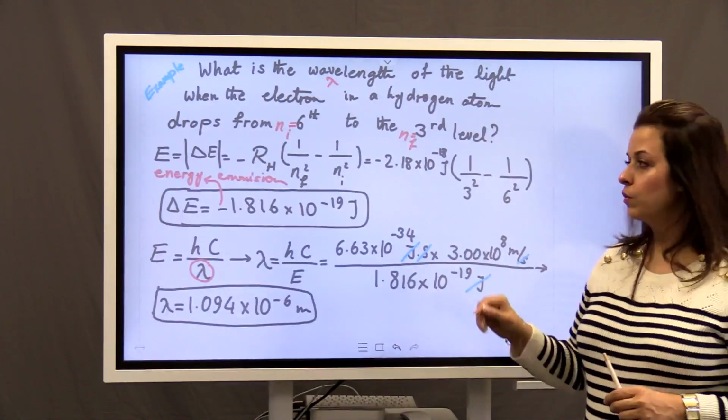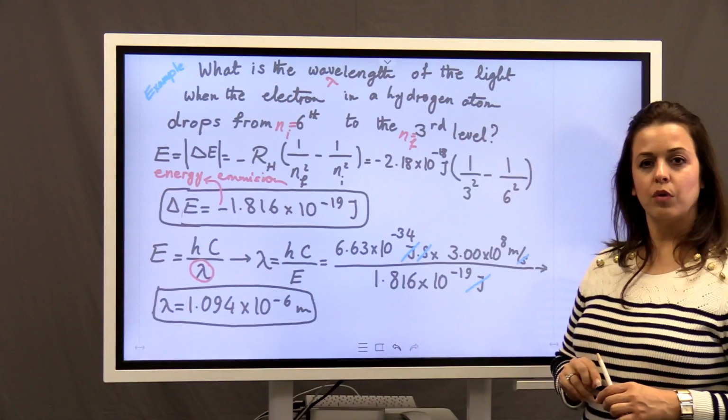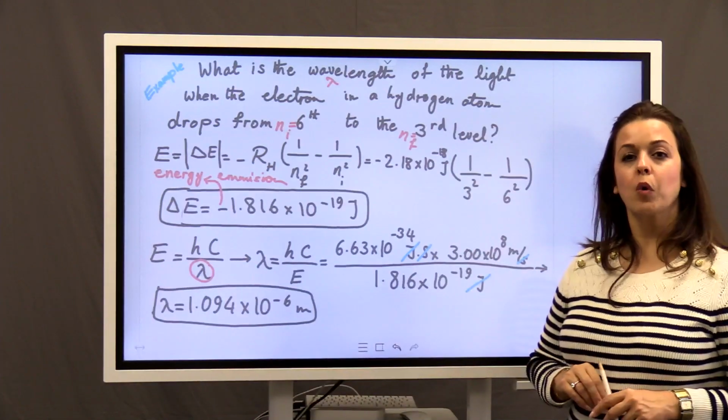Please don't forget to work on different examples, and hopefully you understood this part. In the next part, I will work on the concept of quantum numbers.